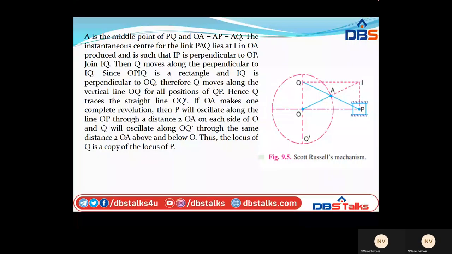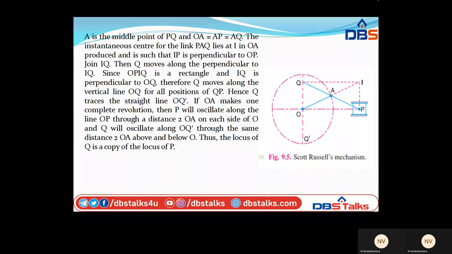Among the four links, three are turning pairs and one is a sliding pair. The straight line PAQ is connected by the turning pairs to the links OA and the link P. The link OA will move about the center O. And if you see in the diagram, A is the middle of PQ.